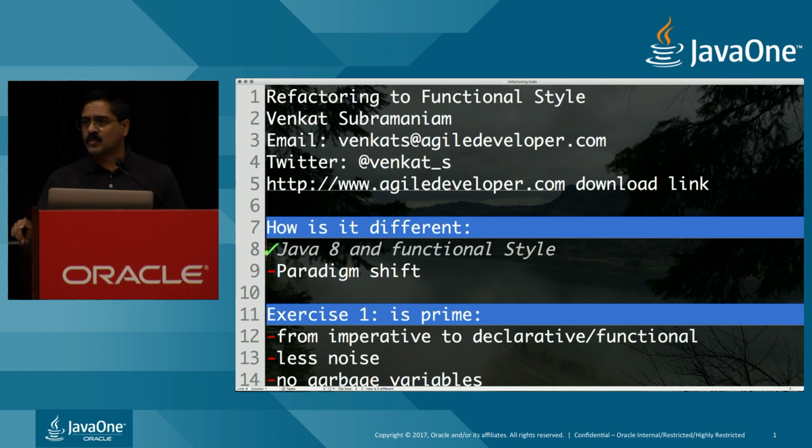But one of the challenges with Java 8 is that, unlike the previous versions of Java, Java 8 was not about syntactical change. It's actually a paradigm shift. It requires us to think very differently and program very differently.